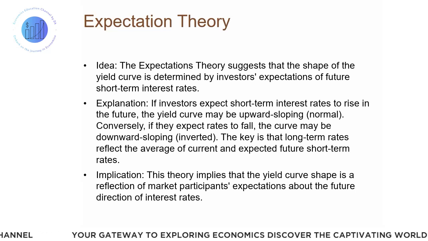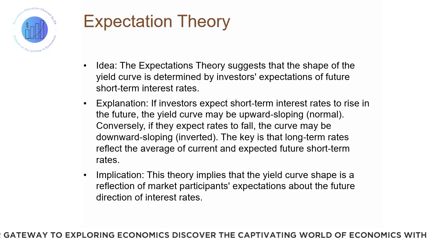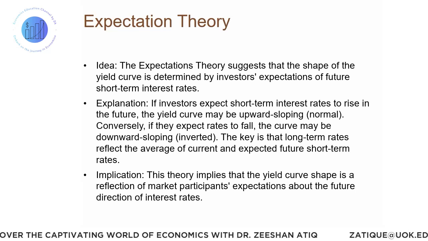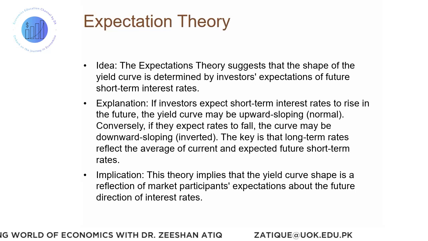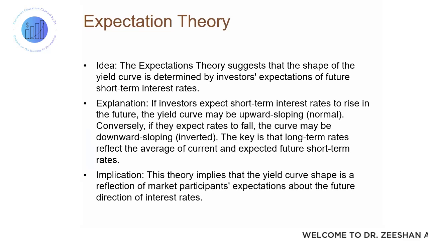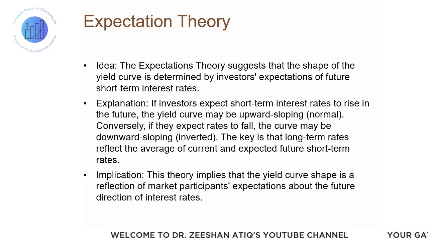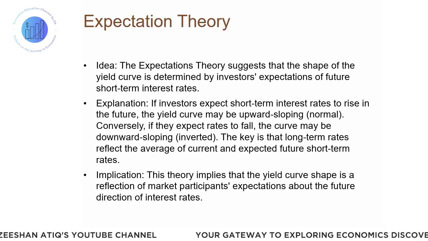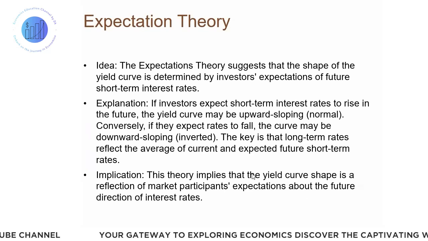If investors are expecting short-term interest rates to rise in the future, like this year's interest rates are lower but the next year's interest rates will be higher, the yield curve may be upward sloping, which is normal. But if the people are expecting the interest rates to fall in the longer run, the curve may be an inverted curve. The key is that the long-term interest rates reflect the average of current and expected future short-term interest rates. The implication of this theory is that the yield curve shape is a reflection of market participants' expectations. If you are expecting interest rates to go up in the future, your yield curve may be upward sloping. If you are expecting interest rates to go down in the future, you will have a downward sloping yield curve.